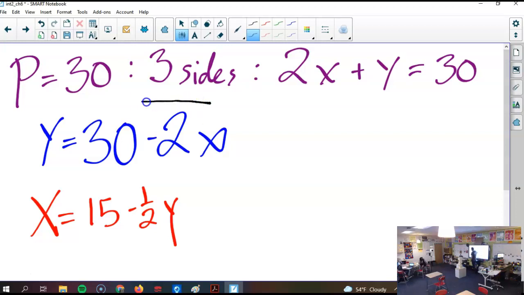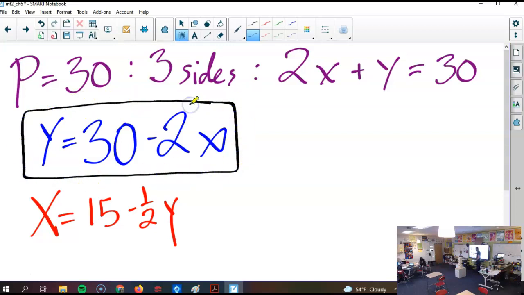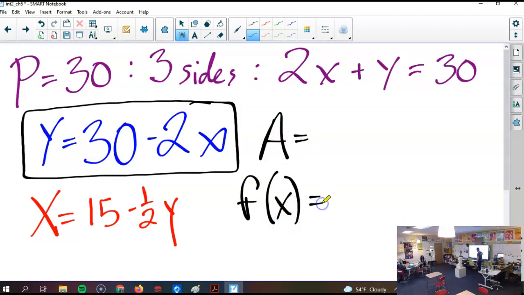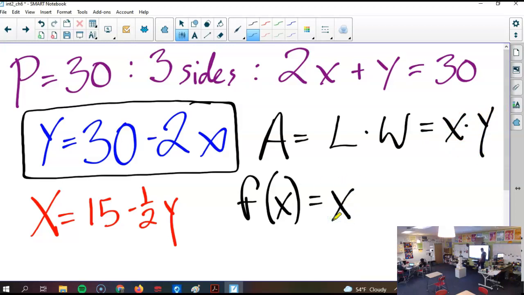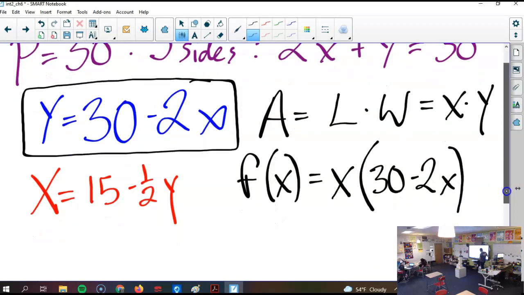Can we just plug one in the other equation? I think. Like, we don't want to use both, right? Never use both substitutions. Only pick one so that we can simplify down to one variable. So an area, which we'll end up writing as our f of x, is length times width. What do we make it? Well, it doesn't really matter, I guess. So we're using x times y. And then we're going to substitute the y. So f of x should be x times 30 minus 2x. So that is negative 2x squared plus 30x.